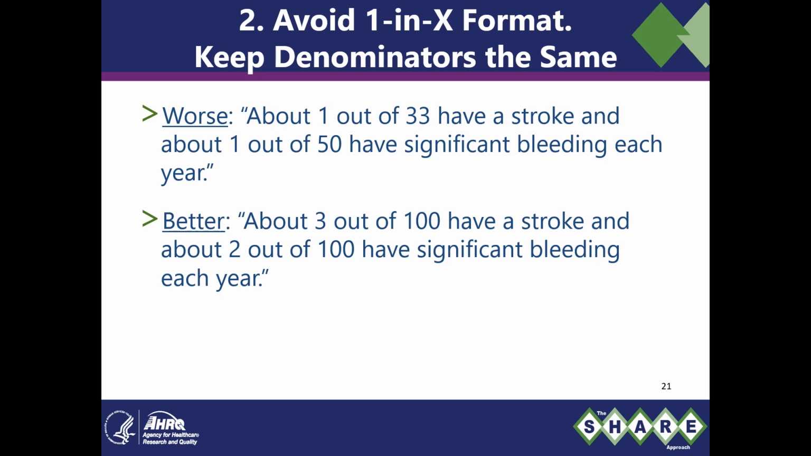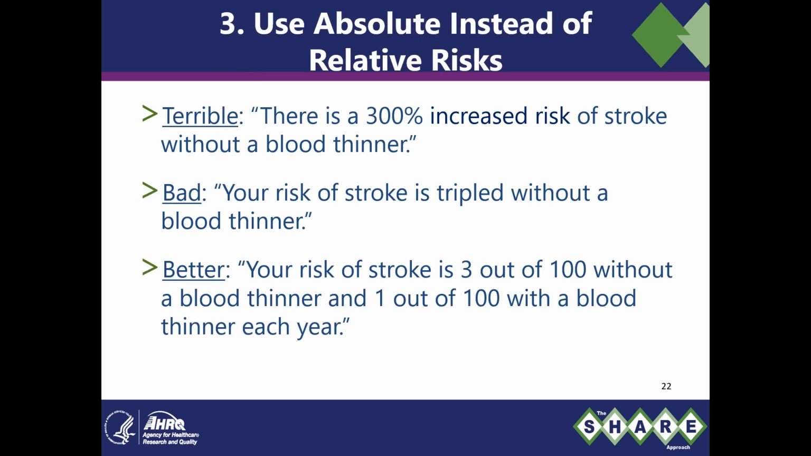A better way to say this is to make sure your denominators are the same. For example, about 3 out of 100 have a stroke and about 2 out of 100 have significant bleeding each year. The third example is to use absolute risks instead of relative risks.